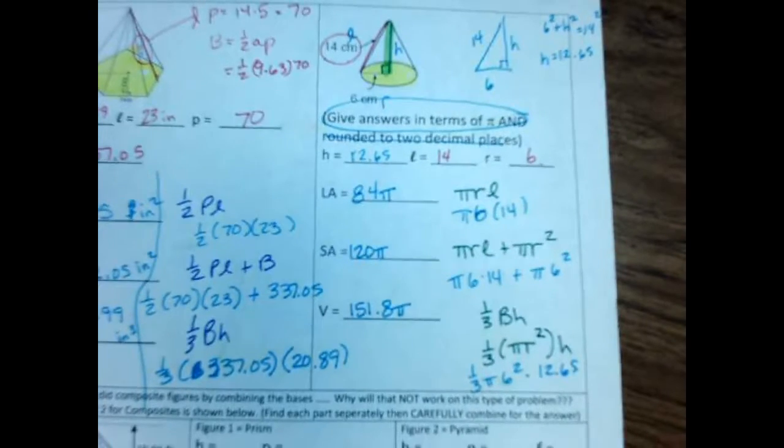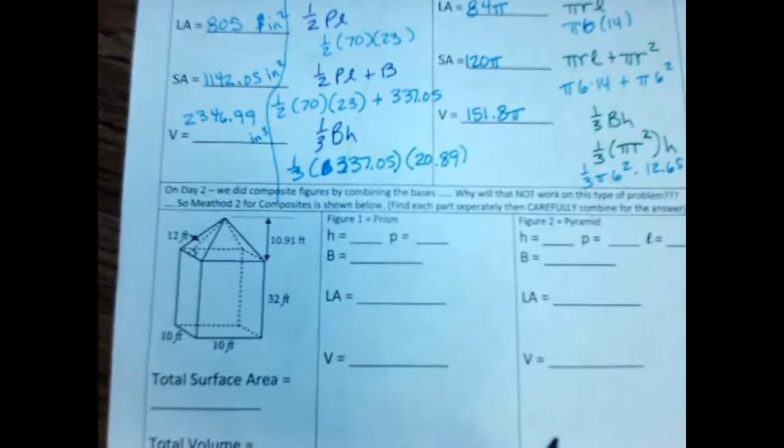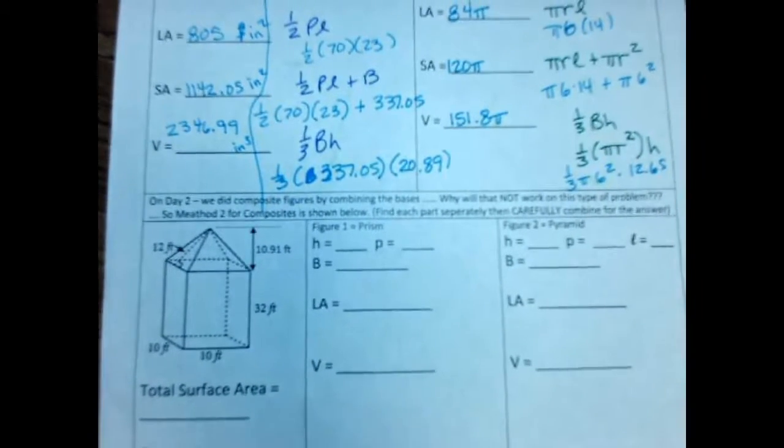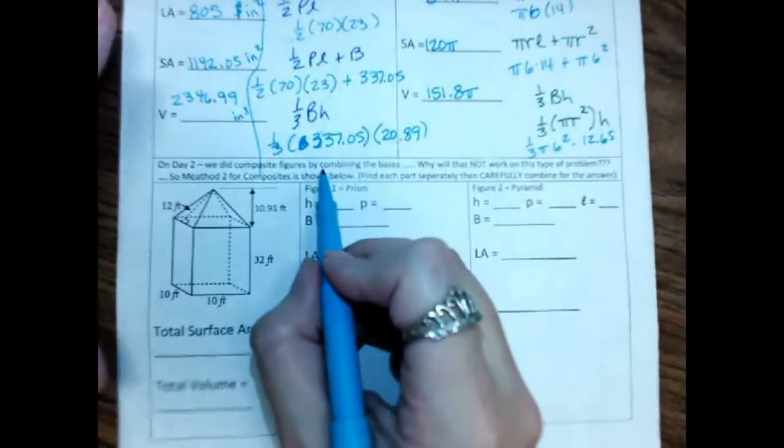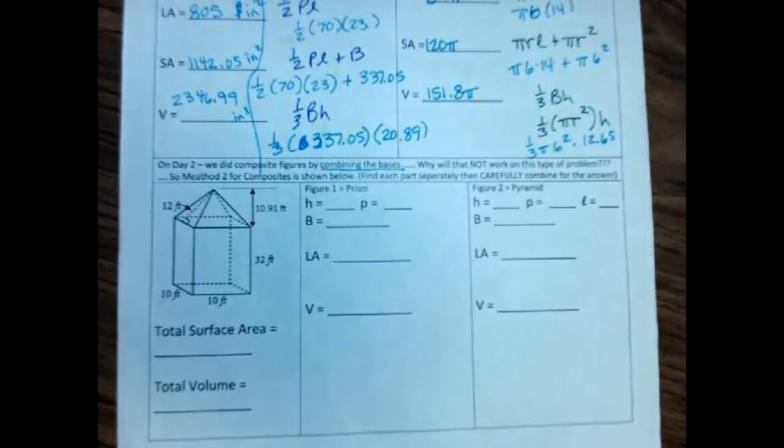Okay, and then this is actually the one that's kind of new here. And I put a little note on here that says on day 2, we did composite figures by combining the bases. If you remember, we had that shape with the rectangle with the triangle on top of it, and we made that all the base.